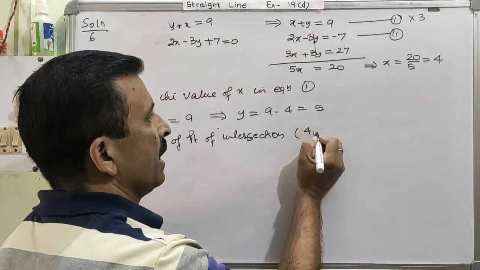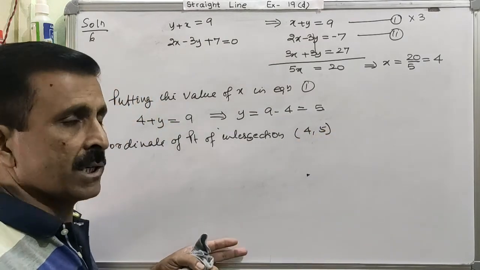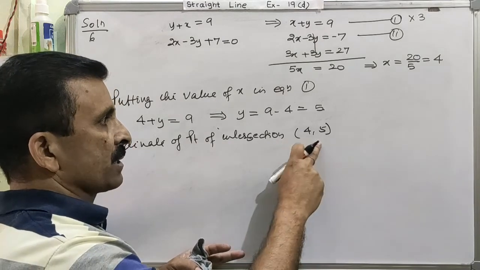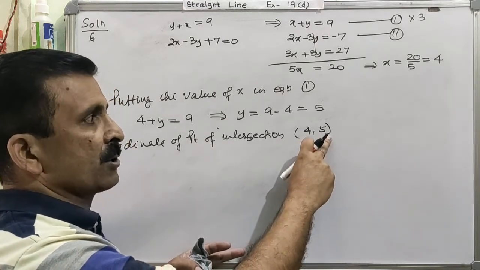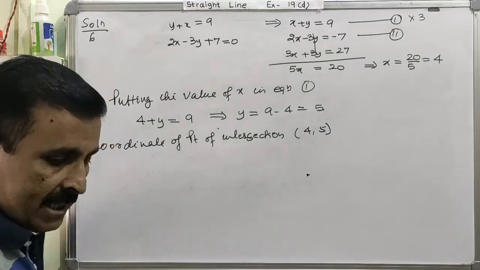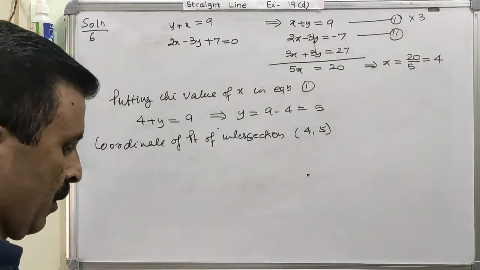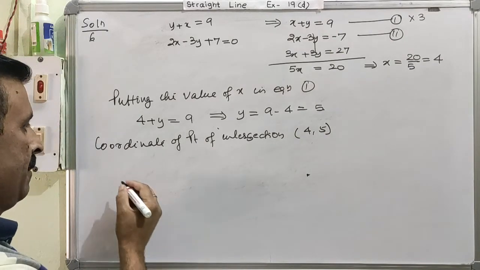is 4 and 5. Now the equation of line that you are going to write will pass through this point. So this point will also belong to the required line which you are going to calculate. Now second thing is that your line is going to be perpendicular to the third line, right?